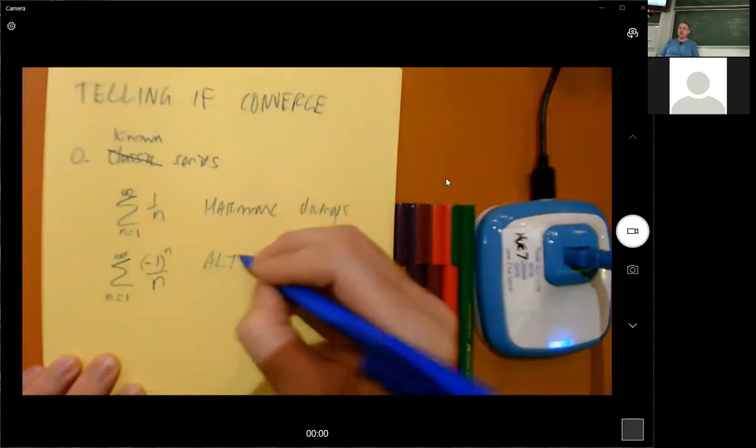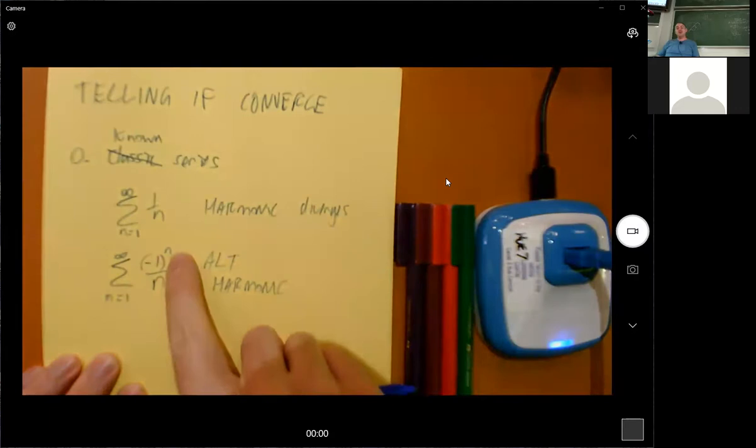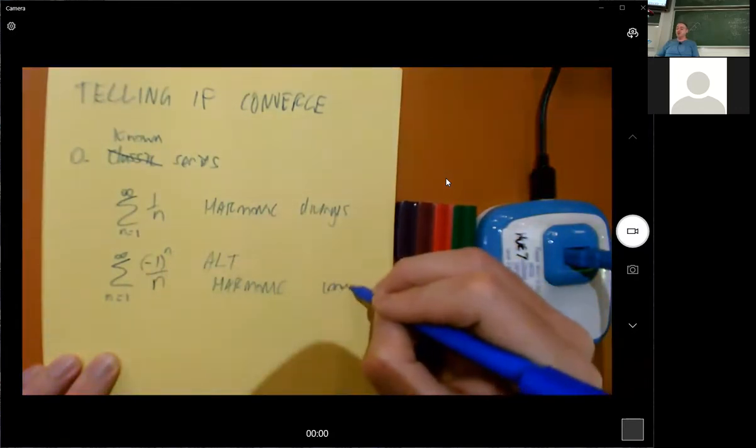This is the alternating harmonic. And it doesn't matter whether that's an n plus 1 or an n there. And this one converges.